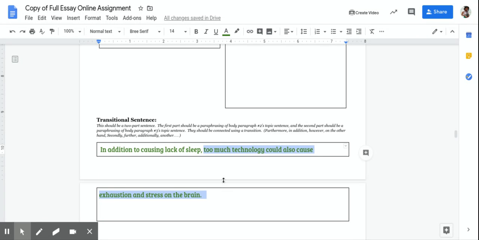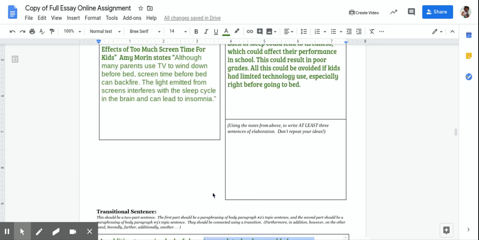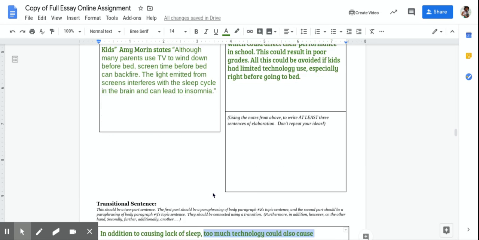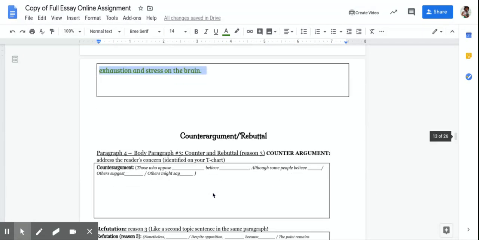So you want to include a transition. That's why it is called a transitional sentence. You want to include the reason that you just focused on in that paragraph, and then the reason that you're going to focus on in the upcoming paragraph. And that's it, you guys, for body paragraph 2. The next video will be about the counter argument.